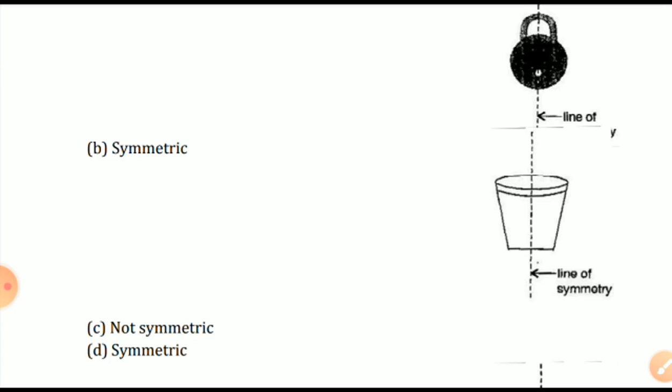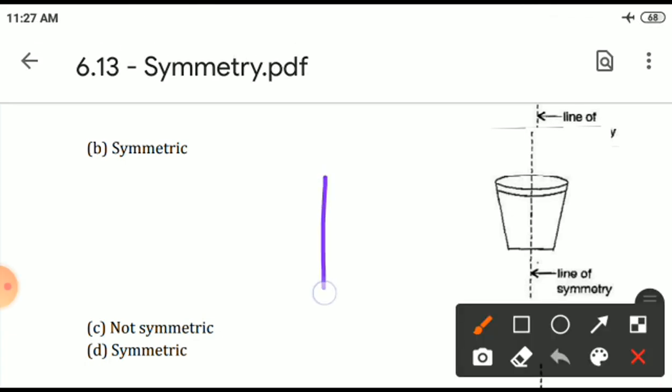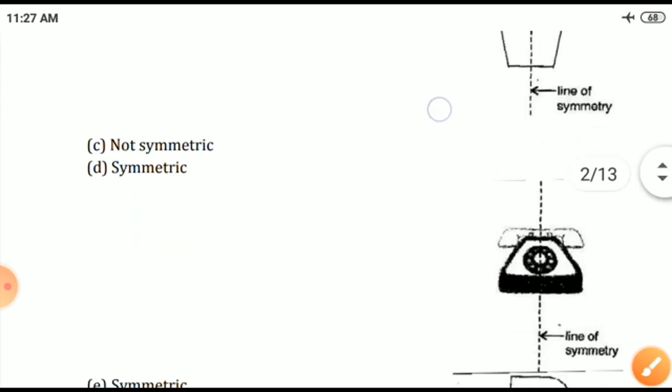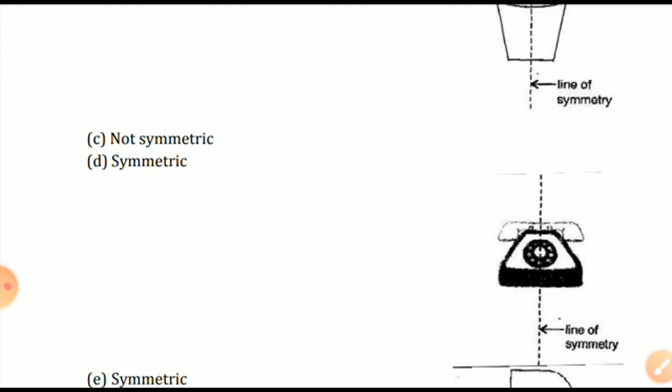What about the C type? The C was the shape given in the question. I already said it was like this. This is not horizontal or vertical. It cannot be symmetric from anywhere. Clear? That's why it's not symmetric. But what about D? D is the telephone. We can cut the telephone in the vertical way. Both parts, left and right side, are equal.